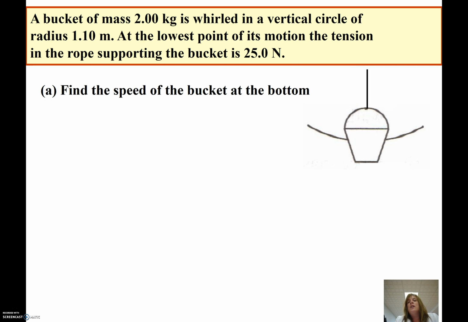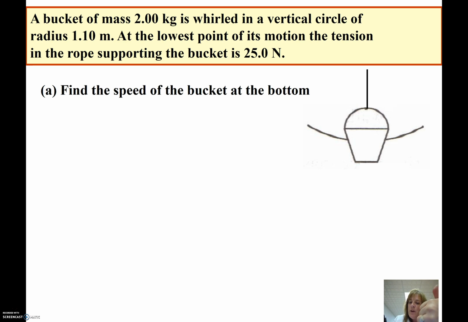Now, in class, we're going to work this problem together, but I want you to try. It's on the next page. So after you do your WSQ and you submit your question and your answers to the learning check question, I want you to go to the next page and try this. I have a bucket with a mass of 2 kilograms rolled in a vertical circle of radius 1.1 meter. At the lowest point of motion, the tension in the rope is 25 newtons. I want you to find how fast that bucket is going at the bottom.